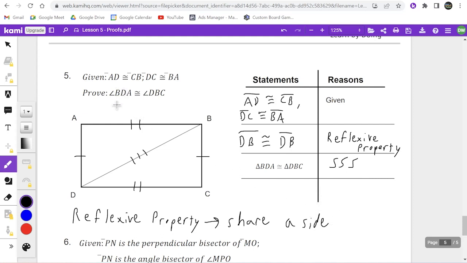What's the proof statement that you want to prove? BDA is congruent to DBC. Well, I already know that's going to be the last line because, well, it's always the last line is the proof statement. But what's the reason? Why are they congruent? Just to be clear, BDA is this angle here, and we're saying it's congruent to DBC, which is this angle right here. How do I know they're congruent?